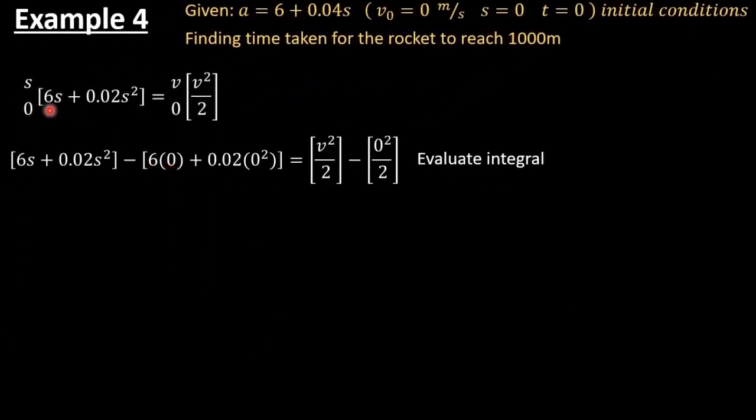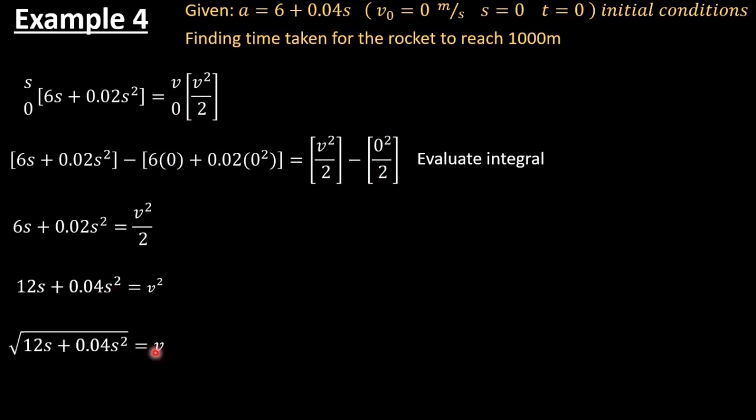And then evaluate the limit from s to 0 here, and then from v to 0 there. So this whole term is going to disappear, this whole term is going to disappear, leaving behind this. So times both sides by 2 to get 12s plus 0.044s squared equals v squared. Take the square root of both sides to get v.